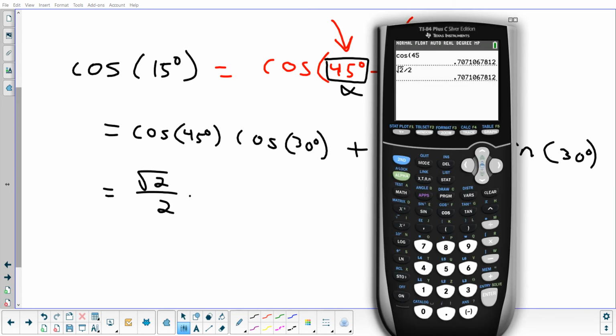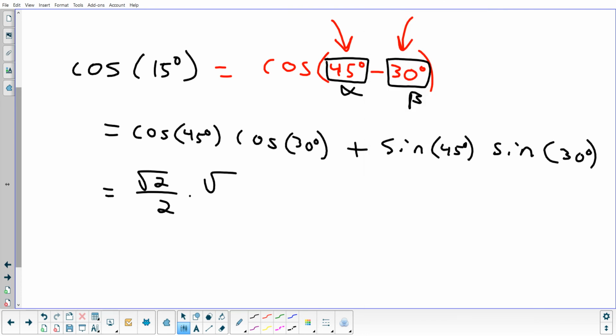So 0.707 times. Now we're going to do the cosine of 30. And that comes out to 0.866, and it keeps going. What's 0.866 as an exact answer? Square root of 3 over 2. Yeah, and I'll check it. This will be the last one I check because then we'll have checked both of them. So square root of 3 over 2.